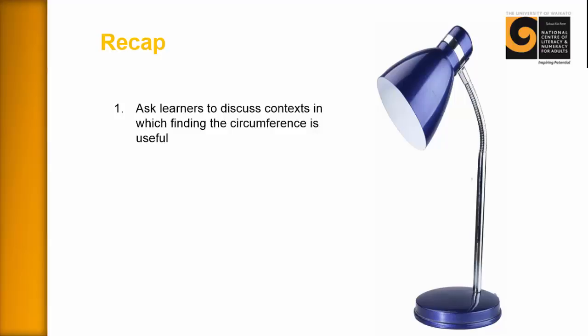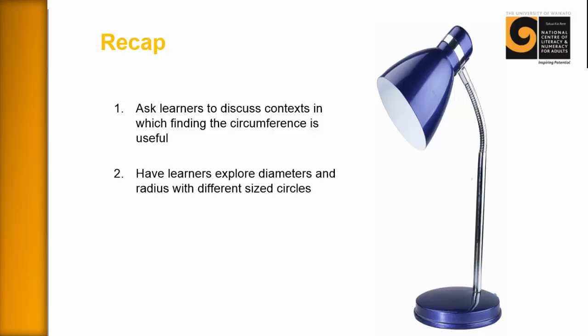So just to sum up and recap this particular session. Number one, first thing you want to do is ask the learners to discuss contexts in which finding the circumference is useful. We really want them to be able to talk about why it's useful and why they want to know it. Second thing is you have learners explore diameters and radius with different size circles. That is, you want them to go out and measure things and fill in that form, and there'll be a PDF for that form as well. And you want them to go out and become explorers in this.